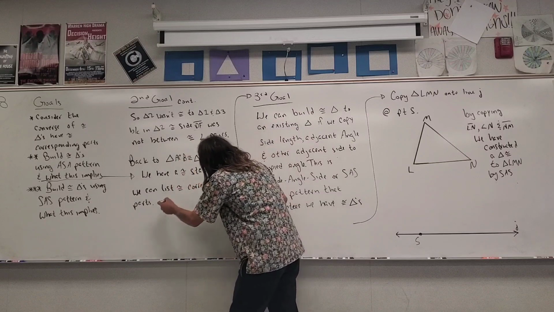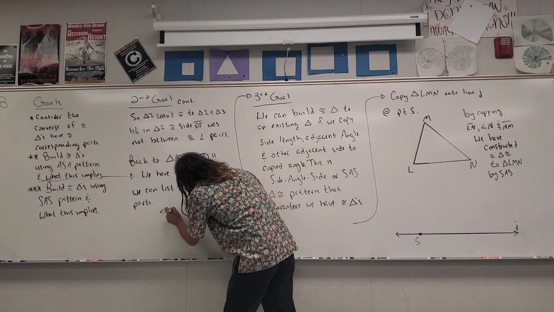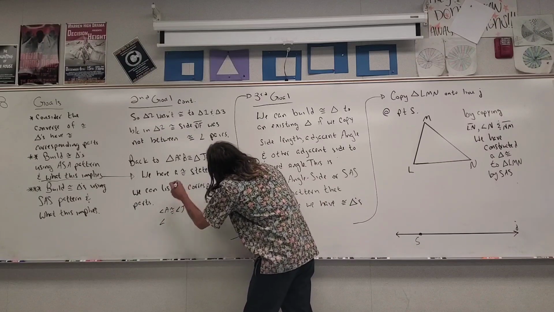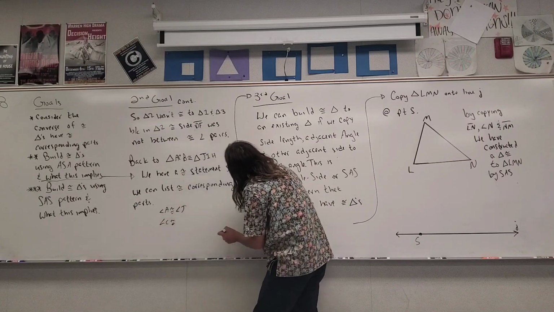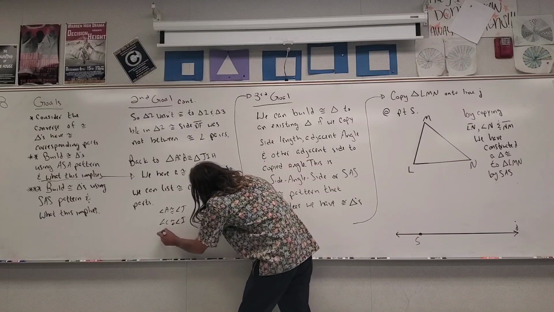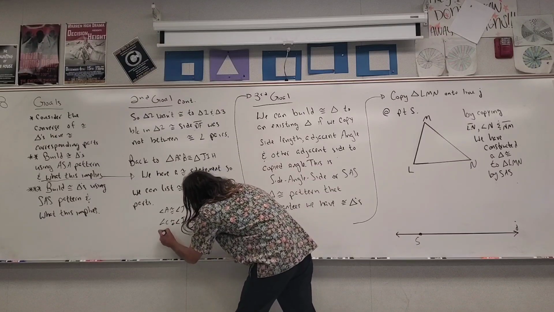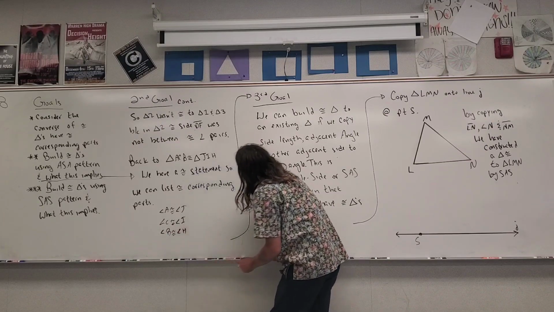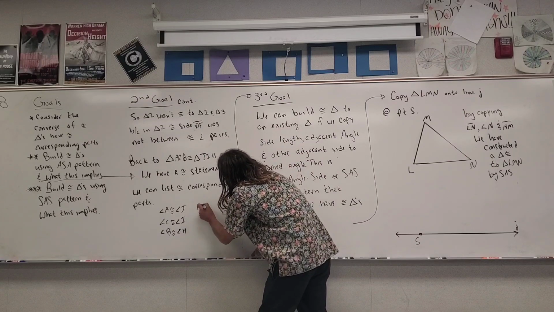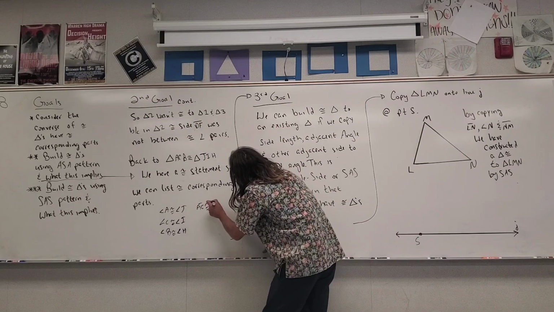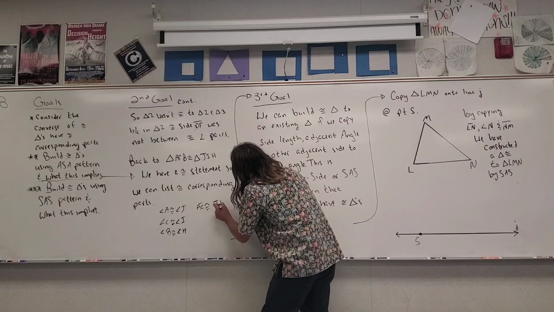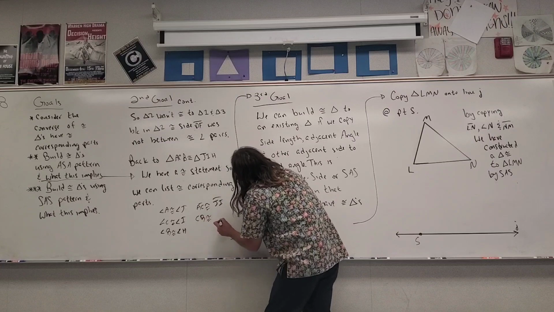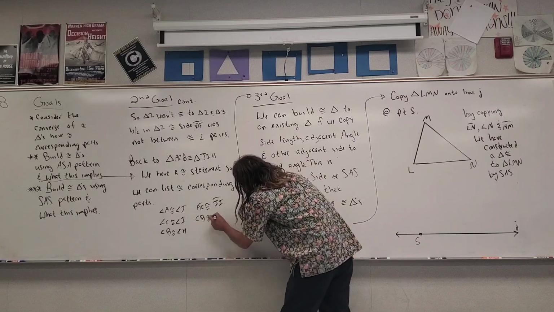All right, so I can say angle A is congruent to angle J. I can also say that angle C is congruent to angle I. And I can finally say about my angles, angle B is congruent to angle H. For my sides, I know that side AC is congruent to side JI. I know that side CB is congruent to side IH.